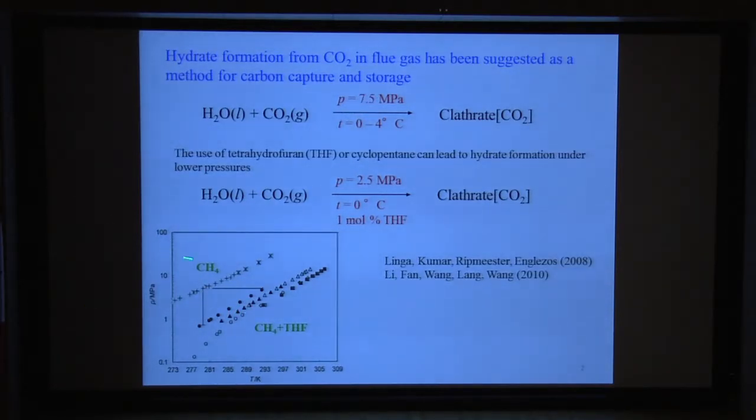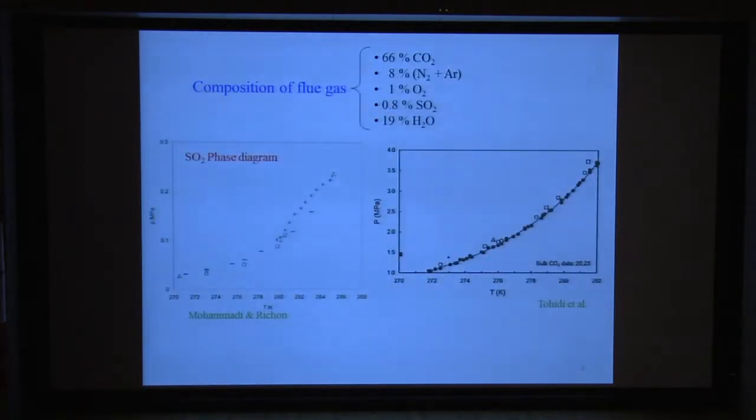hydrate. For example, this is the phase diagram for pure structure 1 methane hydrate. If we add some THF, tetrahydrofuran, to the mixture and make a binary structure 2 hydrate, the pressure of formation is considerably less. So can we use this principle in flue gas? That was the question.